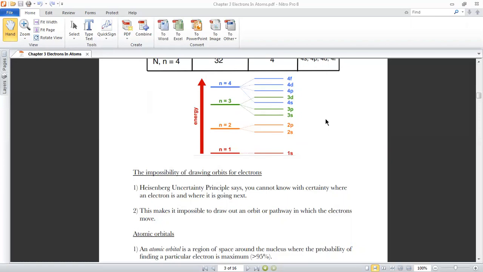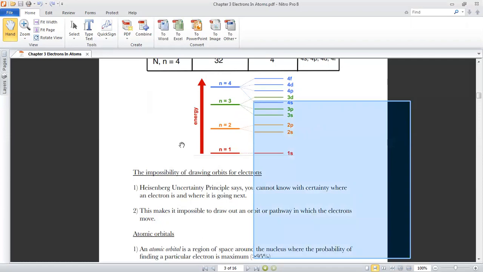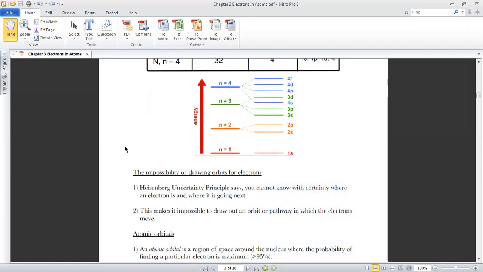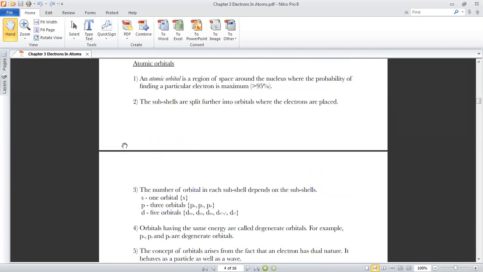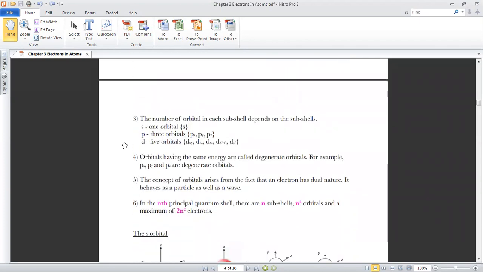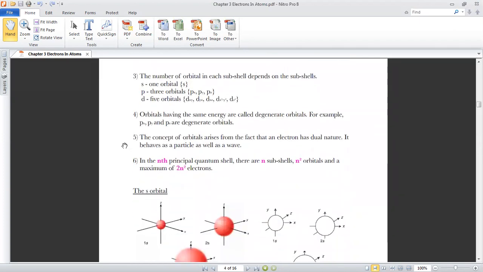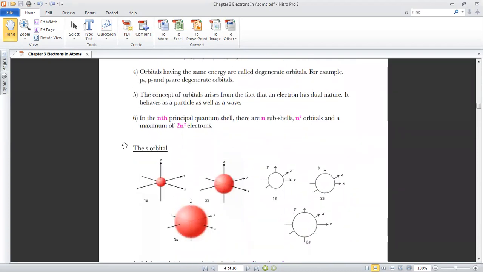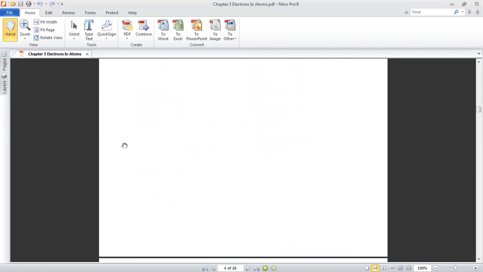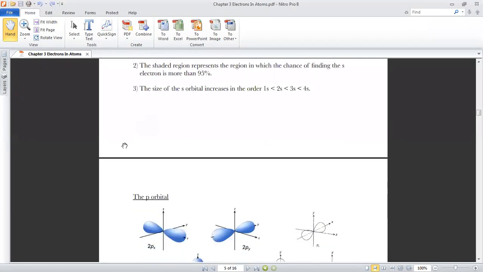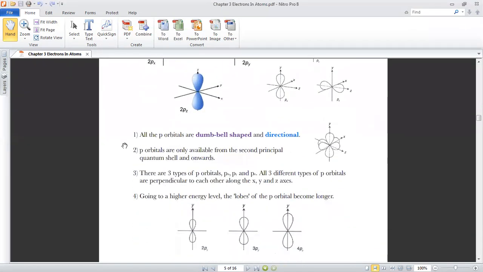Same case with 3d. The d subshell has a double dumbbell shape, and a double dumbbell shaped electron cloud can have 5 orientations, so they have 5 orbitals. But all 5 orbitals, dxy, dxz, dyz, dx minus y square, dz square, all of them have equal energies. So orbitals in a subshell will have equal energies. So this is the p orbital.